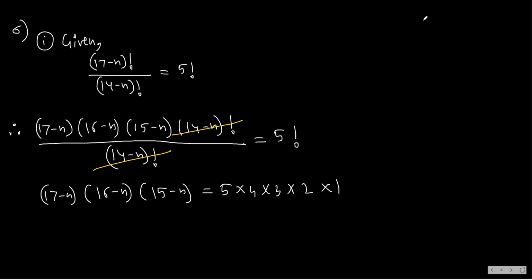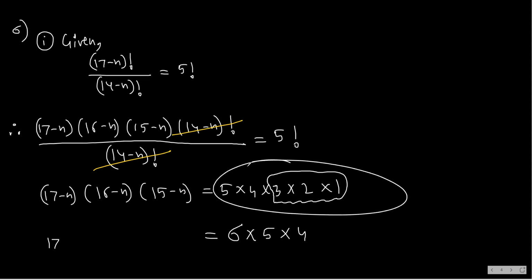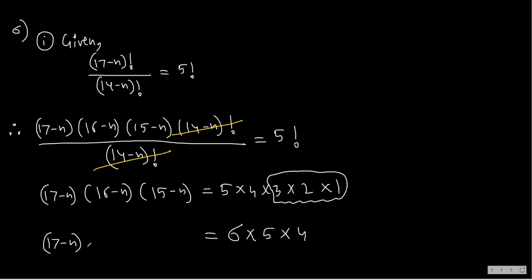See here, what is 3 into 2, my dear students? 3 into 2 is 6. See, 3 into 2 into 1, this is 6. So this is my one number, 6 into 5 into 4. See, I got the consecutive numbers: the biggest number, then 1 less, then 1 less. What I did, the same thing I wrote in a different way, 6 into 5 into 4. So this is 17 minus n into 16 minus n into 15 minus n.